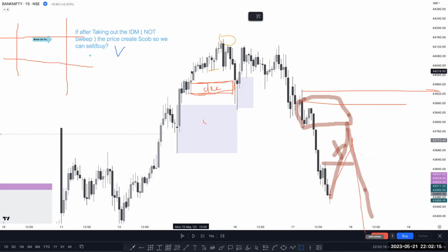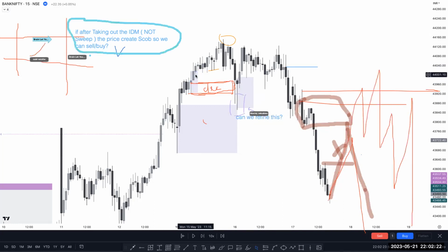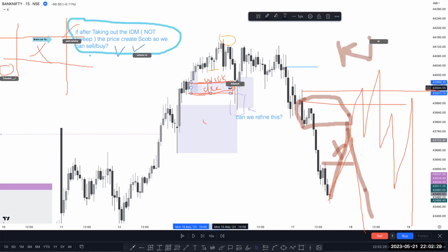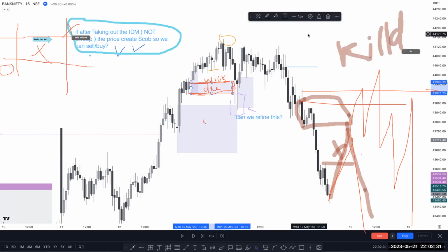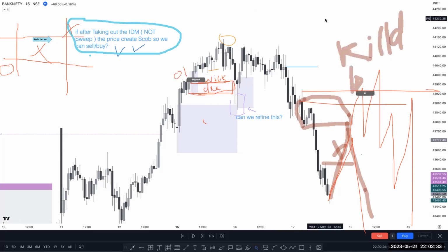So this one is mitigated here also already. There is no imbalance there. But if you wish to mark this side here, you can mark here, but there is no reaction at this point. Okay.